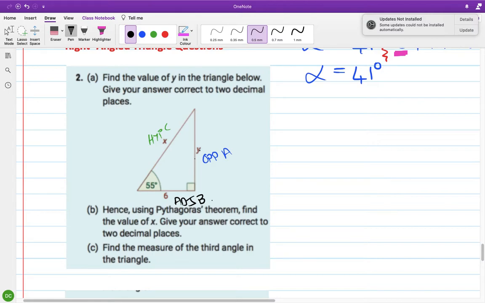Okay, so I'm trying to find y, and this I know, and this I know. So if I eliminate the hypotenuse, don't worry about the hypotenuse, and just look at opposite and adjacent.